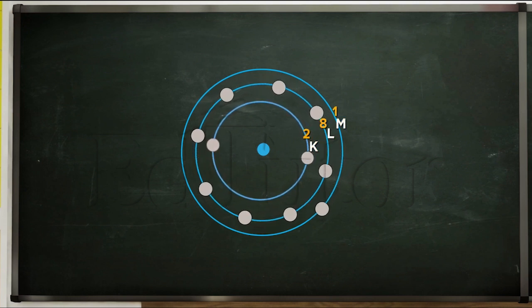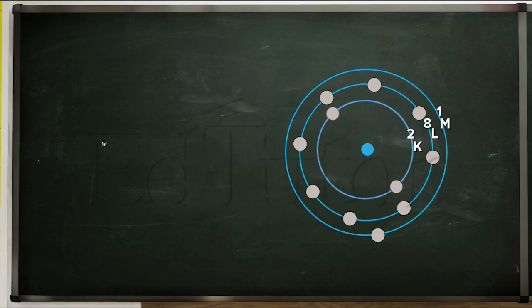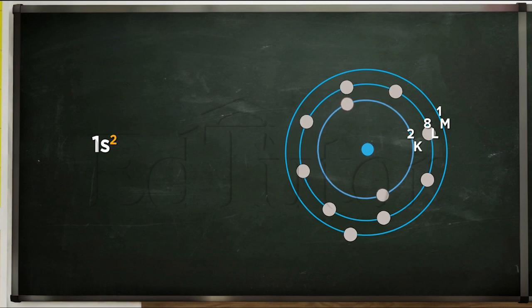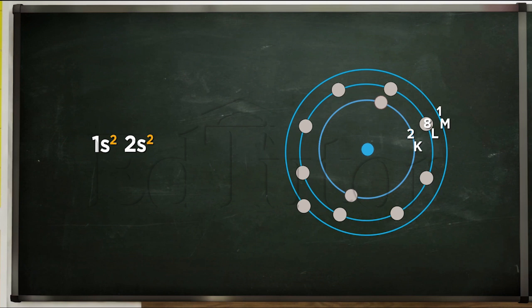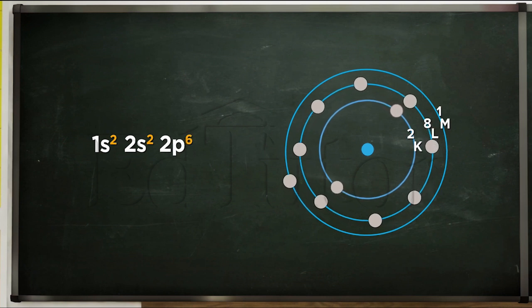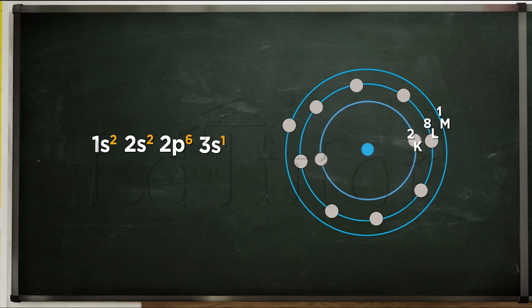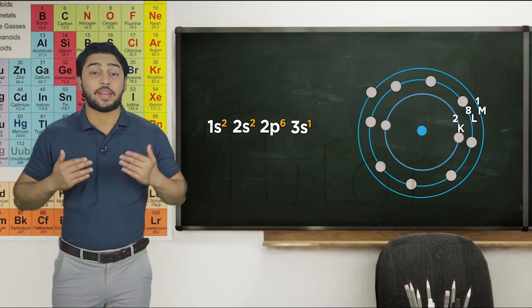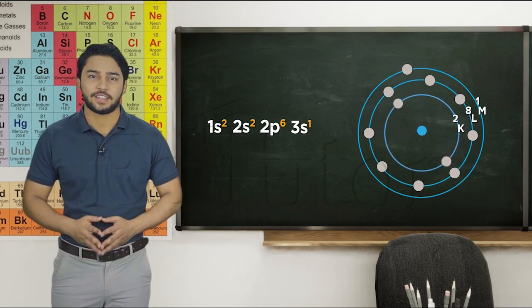We can also see how these electrons are distributed in subshells. 1s will hold 2 electrons, 2s will hold 2 electrons, 2p will hold 6 electrons, and 3s will hold 1 electron. Let's use another example to clarify any confusion we may have.